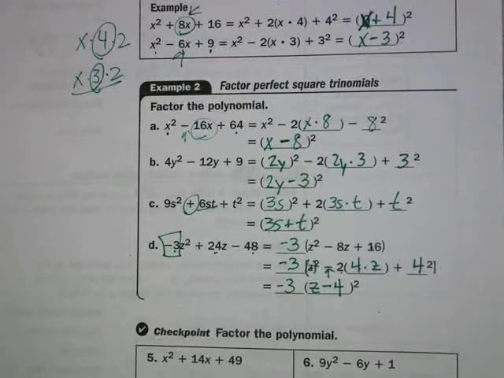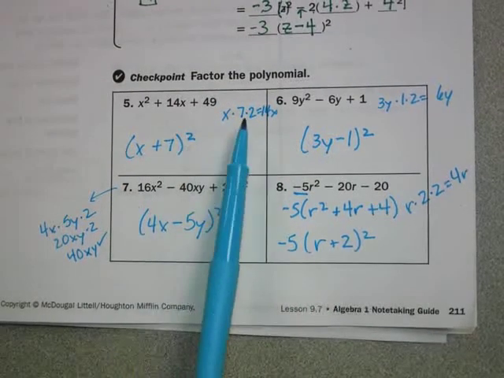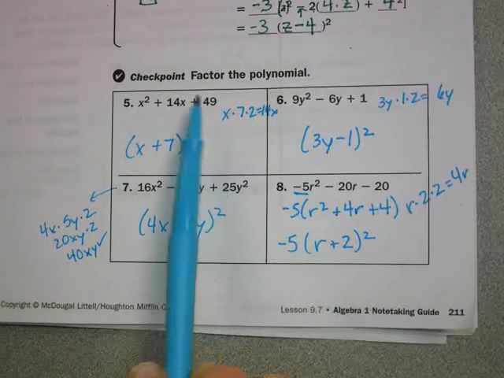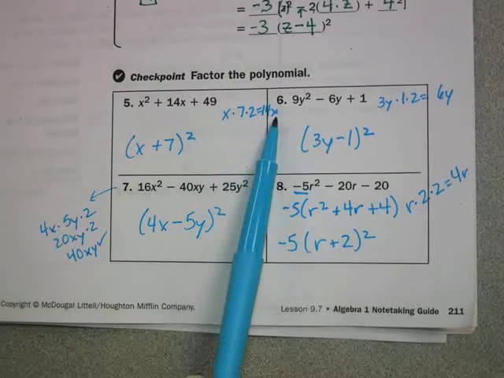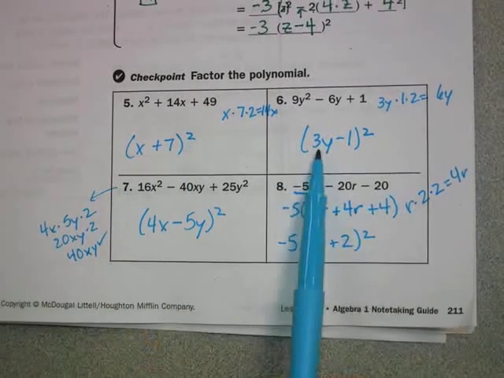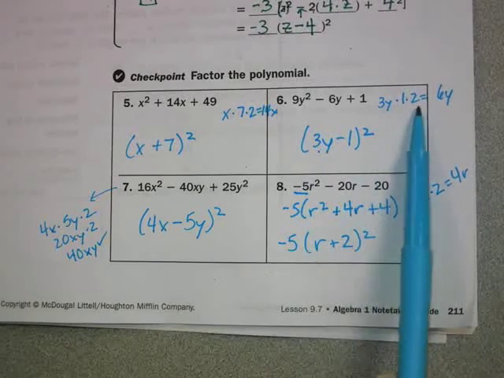Okay, so the first one works. It's a perfect square trinomial, and here's how I'm checking it to make sure the middle term works. A times b times 2 is 14x, so it's x plus 7, the quantity squared. Perfect square, I double checked it. 3y times 1 times 2 was 6y. The minus sign goes in between.